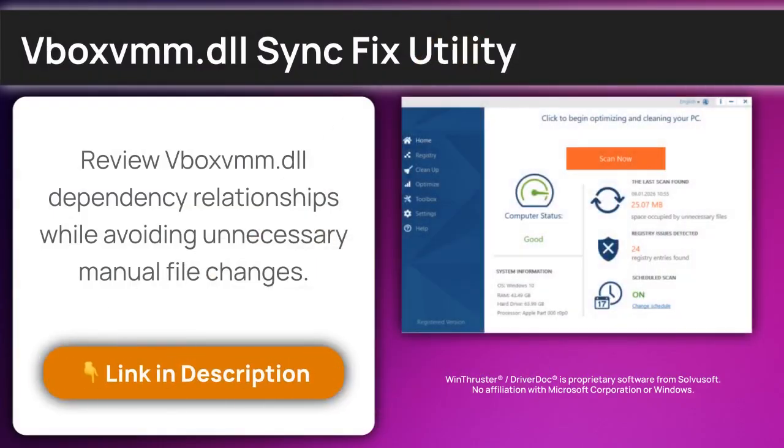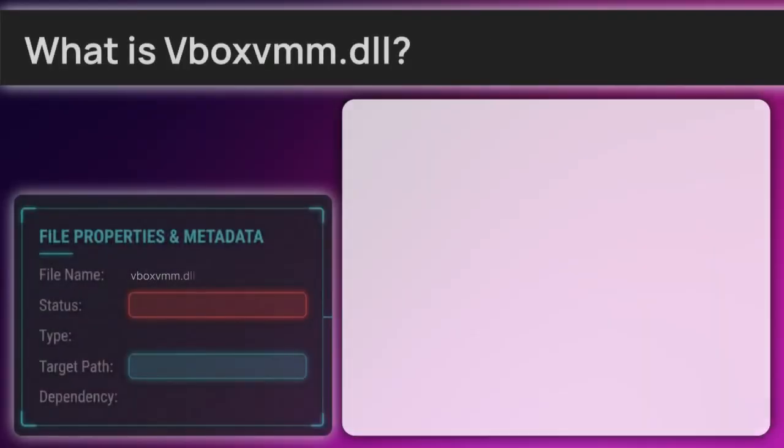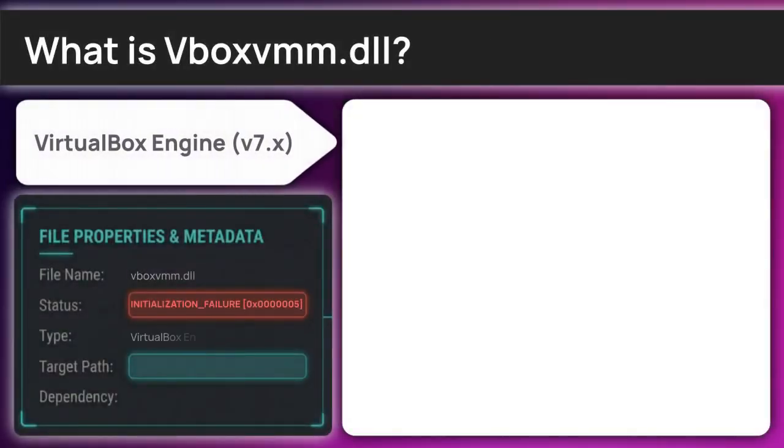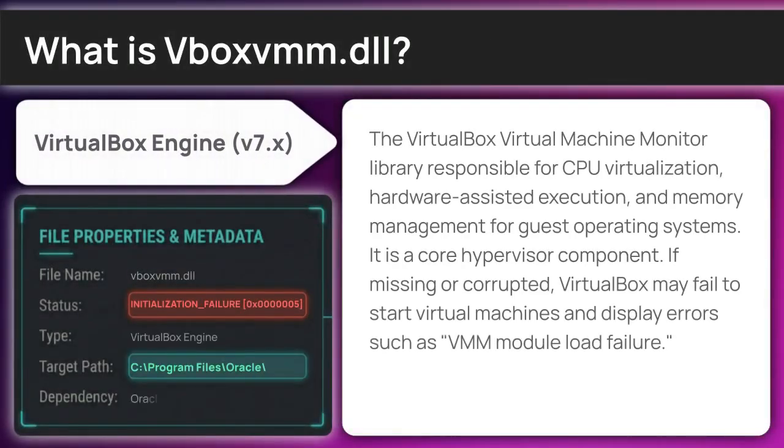This is the VirtualBox Virtual Machine Monitor library responsible for CPU virtualization, hardware-assisted execution, and memory management for guest operating systems. It is a core hypervisor component. If missing or corrupted, VirtualBox may fail to start virtual machines and display errors such as VMM module load failure.